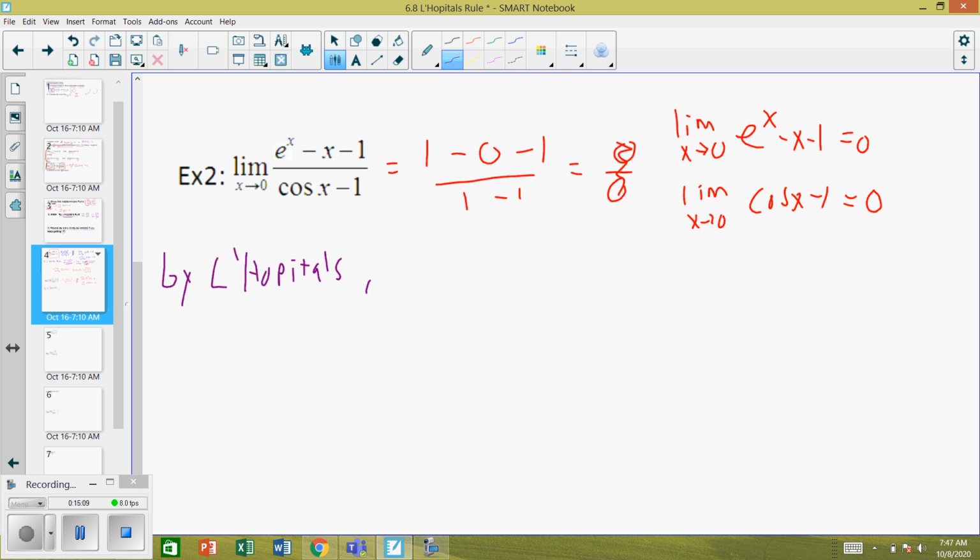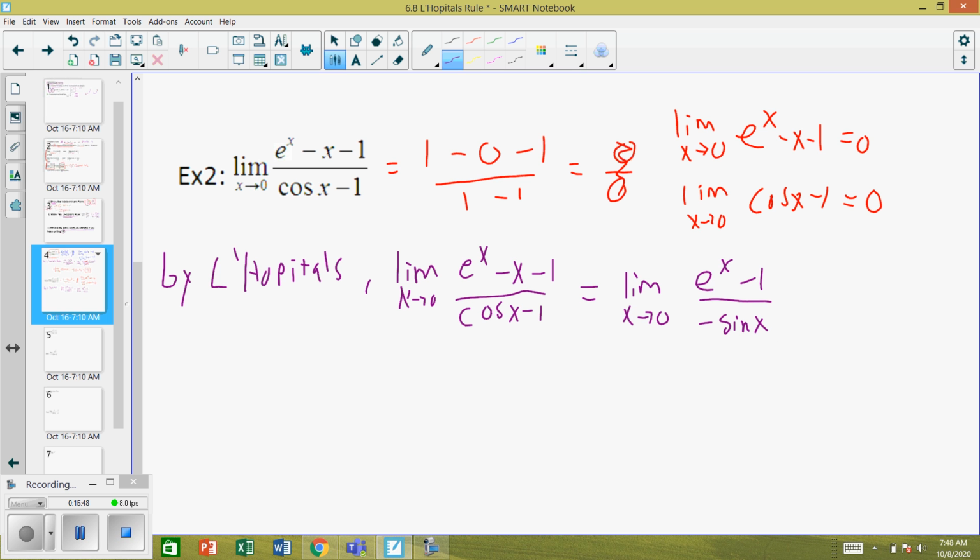Then we're going to say by L'Hopital's rule, the limit as x approaches 0 of e to the x minus 1 over cosine of x minus 1 equals the limit as x approaches 0, and then we take the derivative of the top. The derivative of e to the x is e to the x. The derivative of negative x is negative 1, and the derivative of 1 is 0. All over the derivative of cosine, which is negative sine of x, and the derivative of 1 goes to 0.